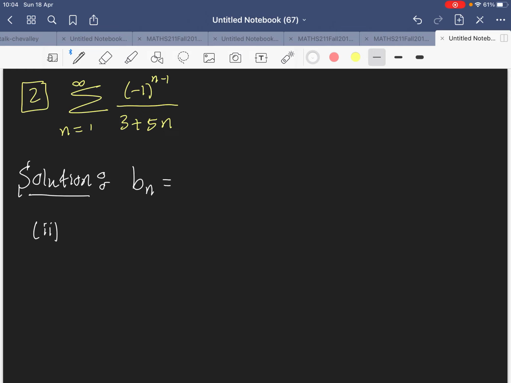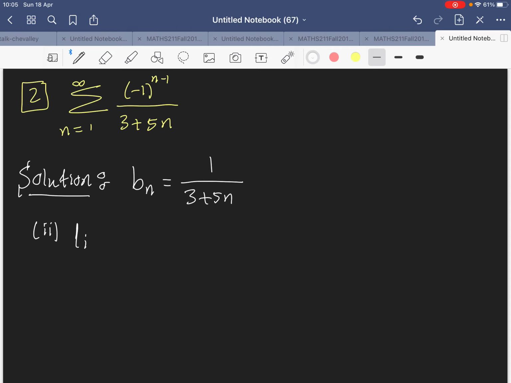Now, in this question, Bn is clear because I get (-1)^n, so I just forget about this. Everything else is Bn. If it is not clear, then you have to write a few terms, plus, minus, plus, minus, plus, minus, and then find Bn. We'll see that in different examples. So here we have (3 plus 5n) over n, and 1.